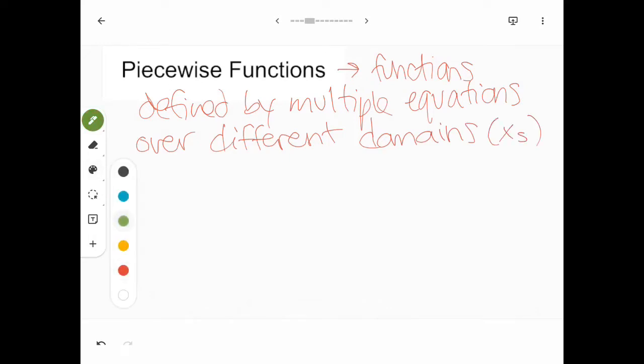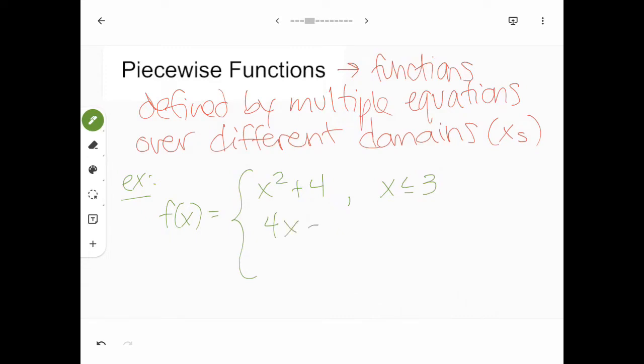An example of this that we saw on the first day is when I give you one f of x, but then I write out like 4 different equations, and I'm just going to make this up. So for this one that I have made up here, if you have an x value less than or equal to 3, you're going to plug it into this top one. If you have an x value between 3 and 6, you plug it into this middle equation. And if I give you an x value bigger than 6, you plug it into the bottom.